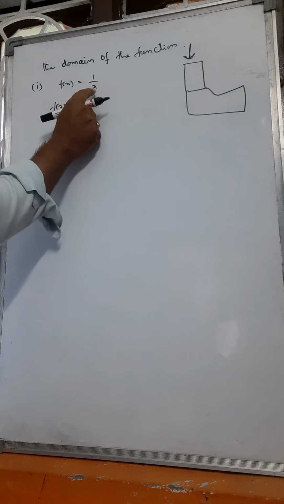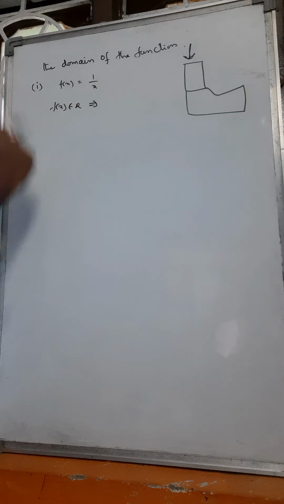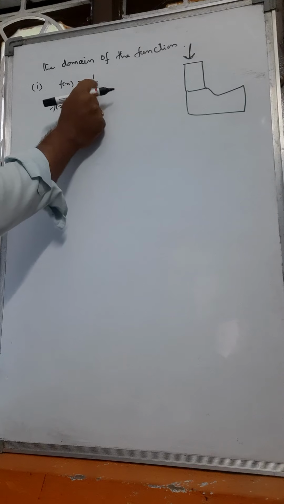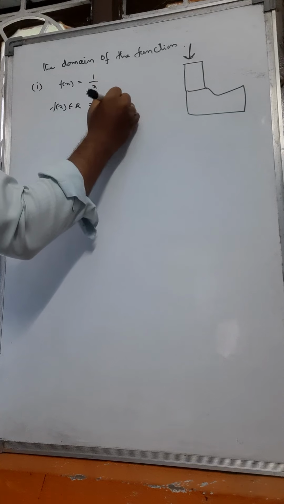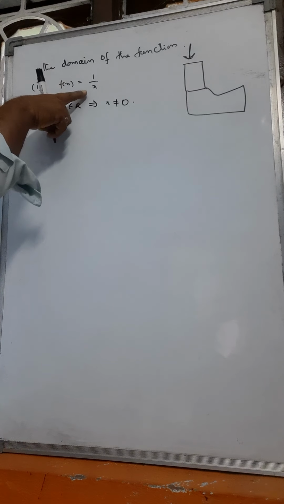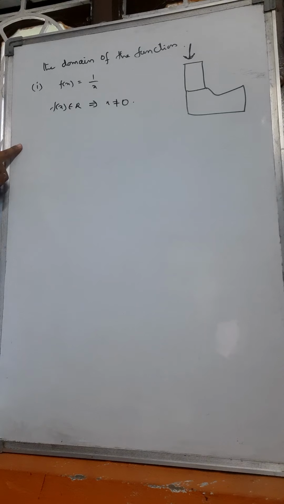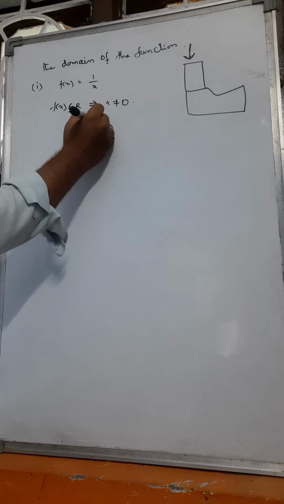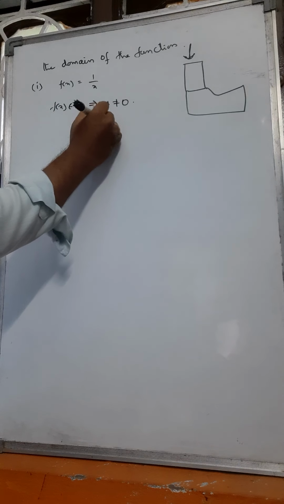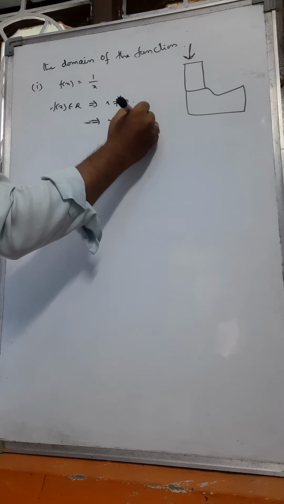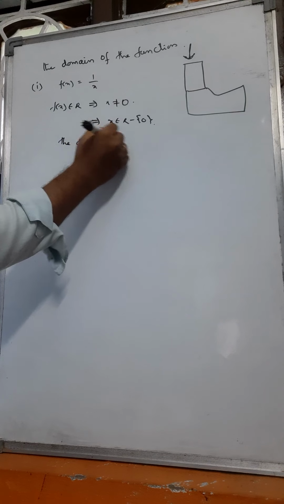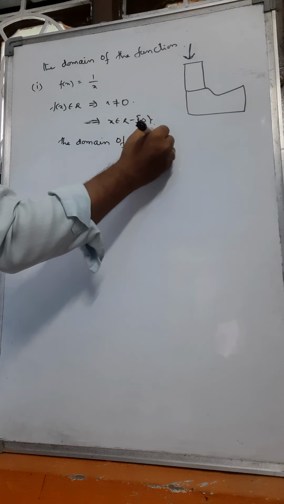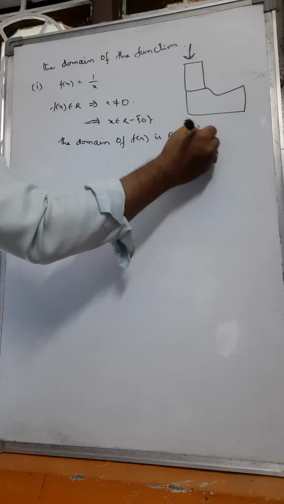Here we are unable to put x equal to 0. Why? Denominator 0 is not acceptable. So x is not equal to 0. We can put any value for x, but we are unable to put x equal to 0. So what is the domain of the function? It is R minus 0. So x belongs to R minus 0. So the domain of f of x is R minus 0.